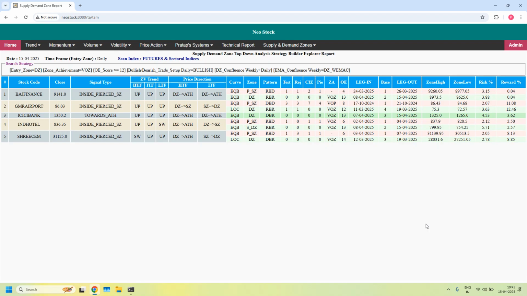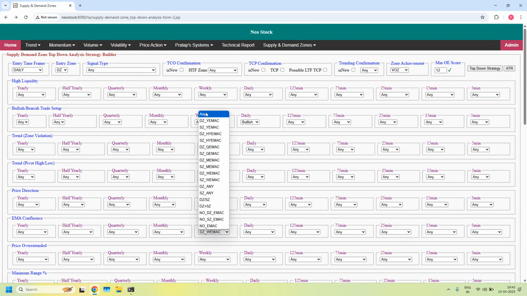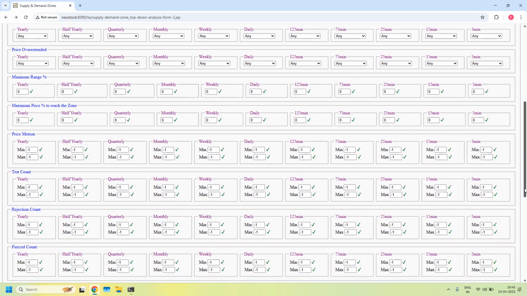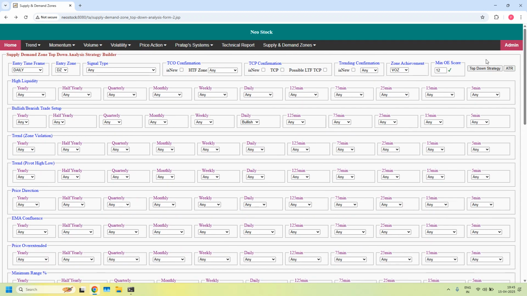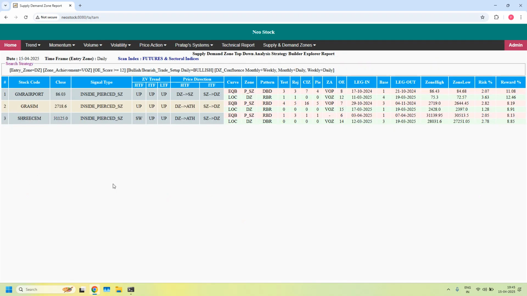Okay. And the next filter is LTF, ITF, HTF demand zone confluence. Removing EMA filter. In the demand zone confluence, we should set 3 filters. First filter is already enabled, daily with weekly. Next, daily with monthly demand zone confluence, and weekly demand zone with monthly demand zone confluence. With all the 3 filters, we got 3 stocks.